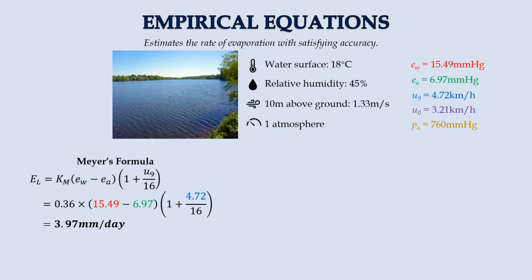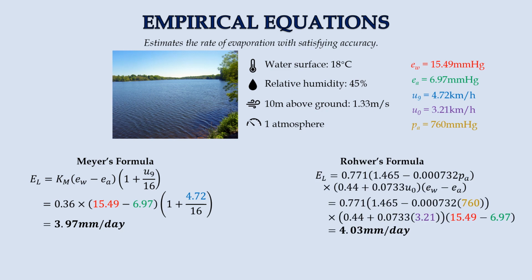First, let's look into Meyer's formula. The value of constant Km is taken as 0.36 for large deep water body. As a result, the evaporation rate is estimated to be 3.97 mm per day. As for Rohwer's formula, we can simply substitute all available parameters. Using this method, the evaporation rate is estimated to be 4.03 mm per day.